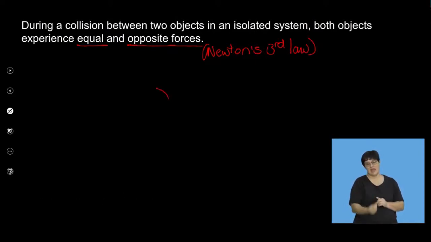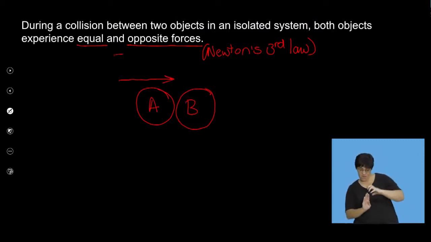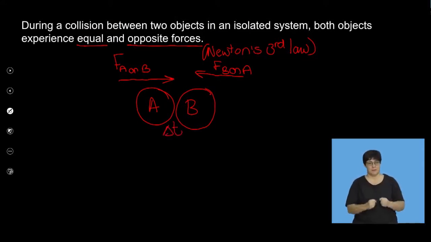So, if I have an object here, and I have an object here, let's call this A, let's call this B. A pushes on B, so this is the force of A on B. B experiences a force on A. Okay, they are both in contact for the same amount of time.